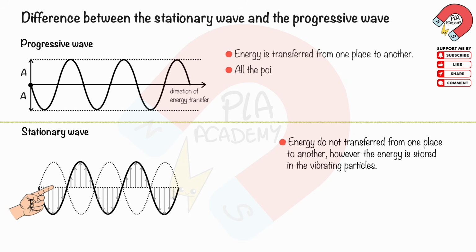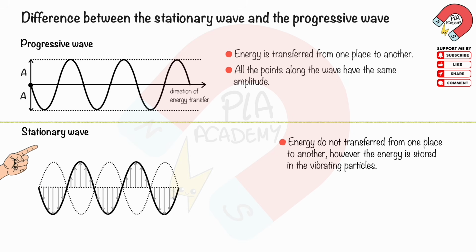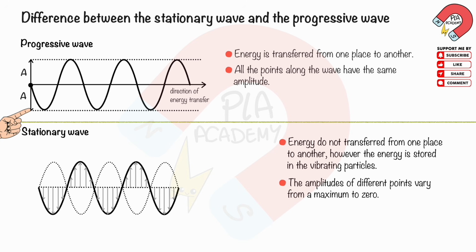All the points along the progressive wave have the same amplitude. This amplitude is the maximum displacement that all points in the wave can oscillate. The stationary wave has different points whose amplitude varies from a maximum to 0. The 0 amplitude is at nodes. The maximum amplitude is at antinodes.